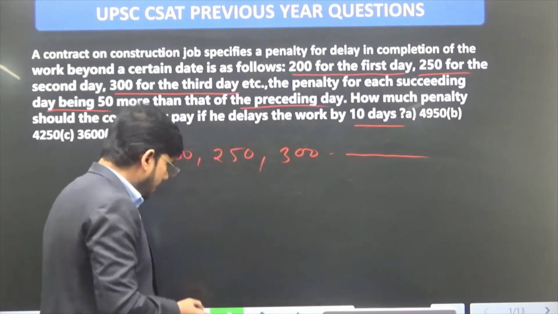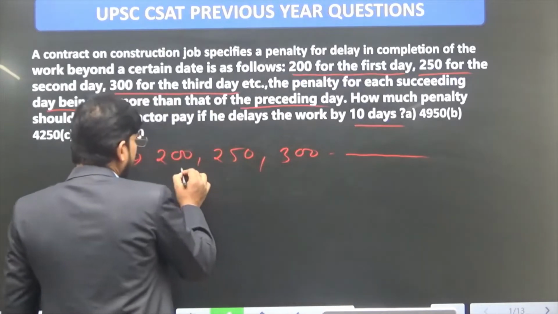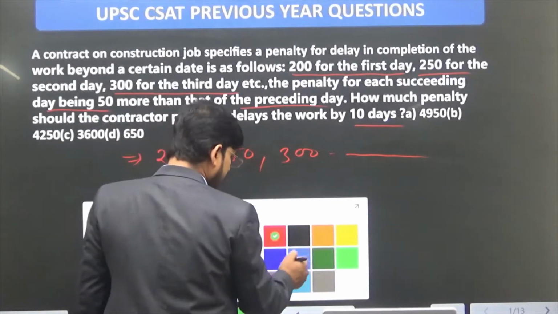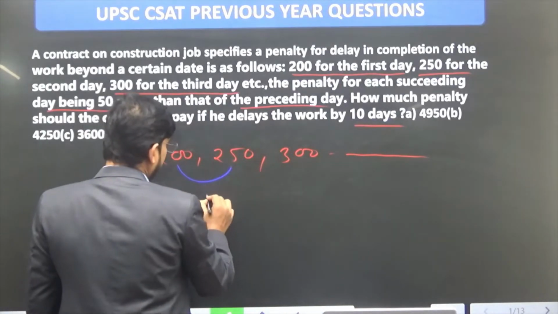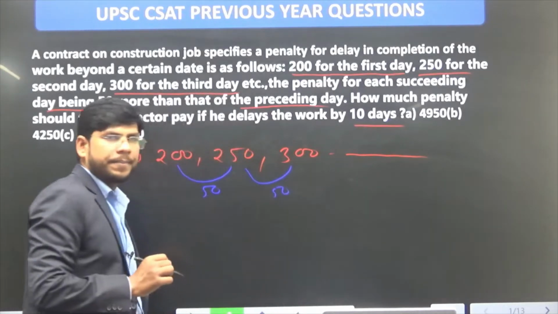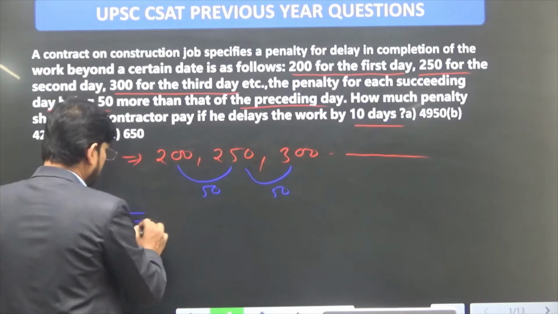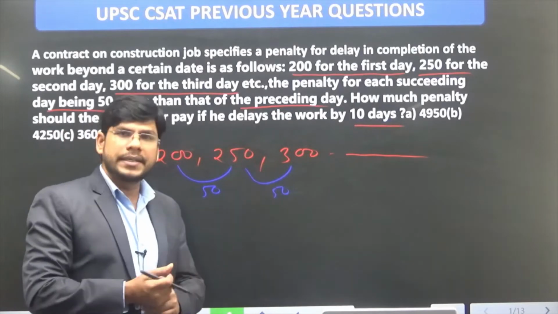Okay, then here you can see that penalty is increasing for each succeeding day by 50 rupees. 50 rupees this, 50 rupees this. So how can we find the total penalty if he delays the work by 10 days?